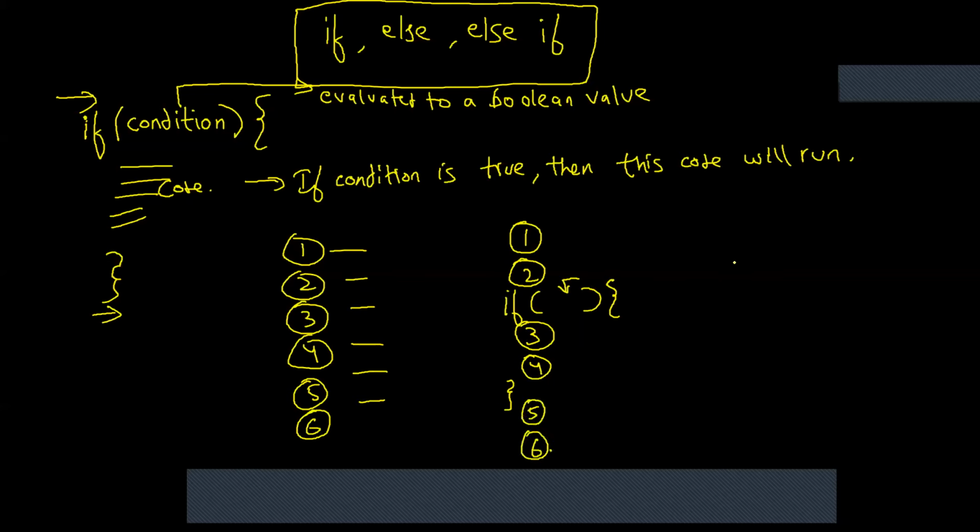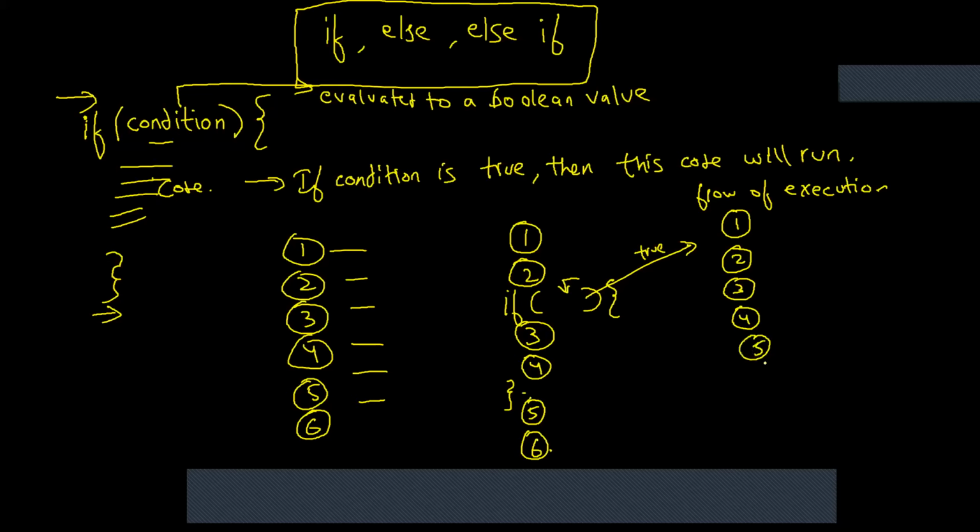Okay, so there are two cases. One, if this condition is true, the flow of execution will be: 1 will run, 2, and then since this is true, as I said, this code will run if this condition is true. So 3 will run, 4 will run, and then it will come out of this, 5 will run, and then 6 will run. This is the flow of execution if the condition is true.